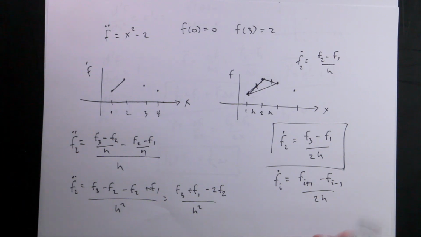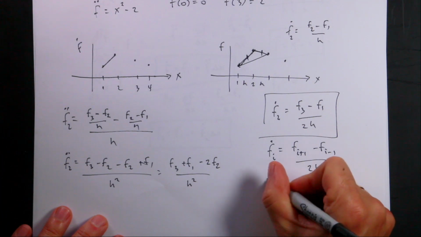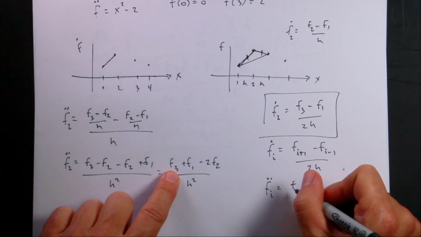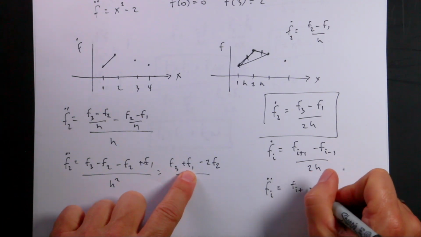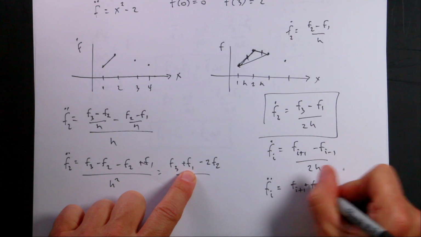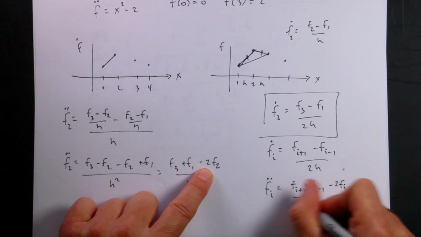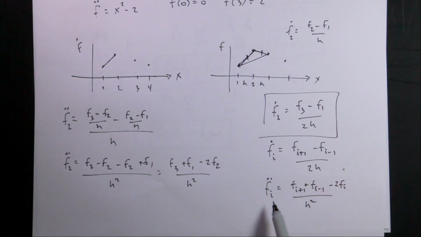If I generalize that, it looks like this. f_i double dot is going to be equal to f_(i+1), because we're doing it at number 2, so this is i plus 1, plus f_(i-1), that's the one before it, and then minus 2f_i, all of that over h squared. So that's how I can use a finite difference to find the derivatives.